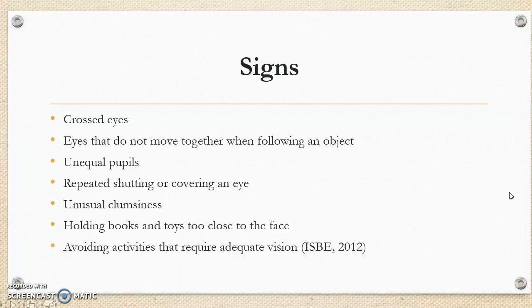So some signs to look for in your students to see if they're having trouble seeing is if they have crossed eyes, or eyes that do not move together in following an object. They might have unequal pupils. They might repeatedly shut an eye or cover an eye. They might also have unusual clumsiness. They might bump into things around the room, or they might trip. You might also notice a student holding a book or toy too close to their face, and they also might just avoid activities that require adequate vision.